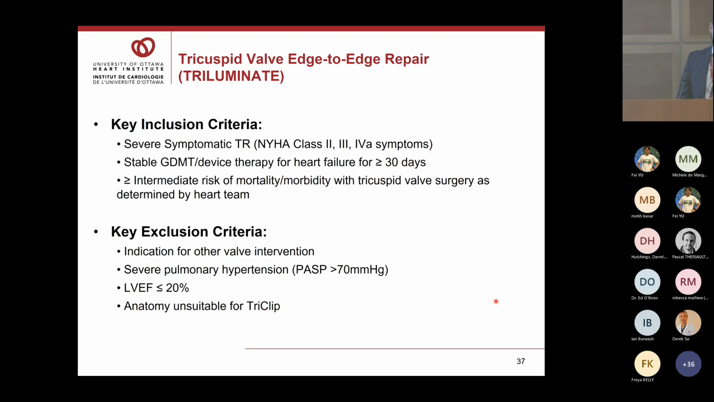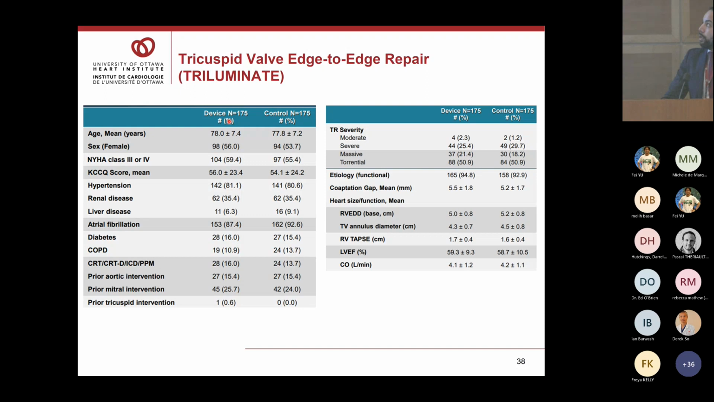Just a quick look at the patient population that was studied. More of an elderly patient population than what we'd normally see in cardiovascular trials. So patients are 78 with more renal disease, more liver disease. And I just wanted to show how much TR they actually had. So a lot of patients with 6+, 5+ TR. So, you know, about 70% of patients with massive or torrential tricuspid regurgitation. So lots of TR.